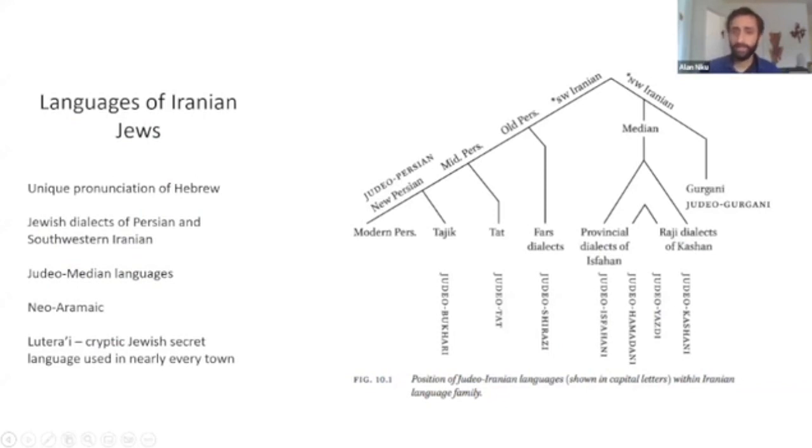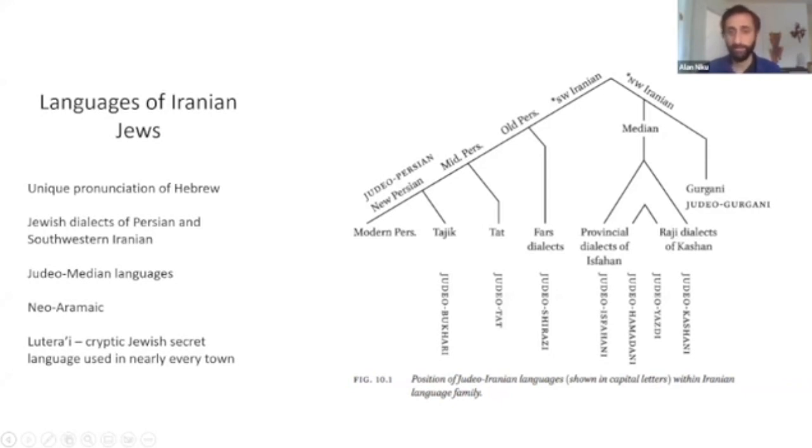This graphic is just another way to think about the language families of these languages. So if we go on the very left of that graph, you see modern Persian. That's the modern Persian language that any Persian non-Jew would also speak. And there are Jewish dialects of that that have a little more Hebrew vocabulary in them. But generally, that is where modern Persian is.